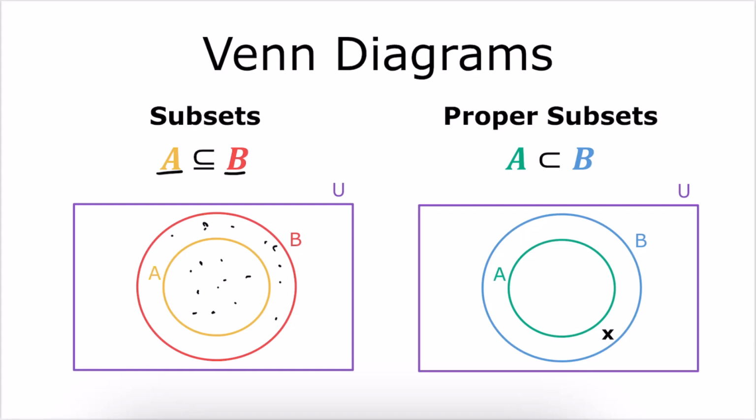However, they don't have to be. You could have the two sets being equal, and this space in B that's not in A could just be empty. But with a proper subset, the definition says that B has to have at least one element that's not in A. So if you have this proper subset symbol, that means that we have at least one element that's in the region that's in B, but not in A. And so this would be a Venn diagram depiction of what subsets are versus proper subsets.